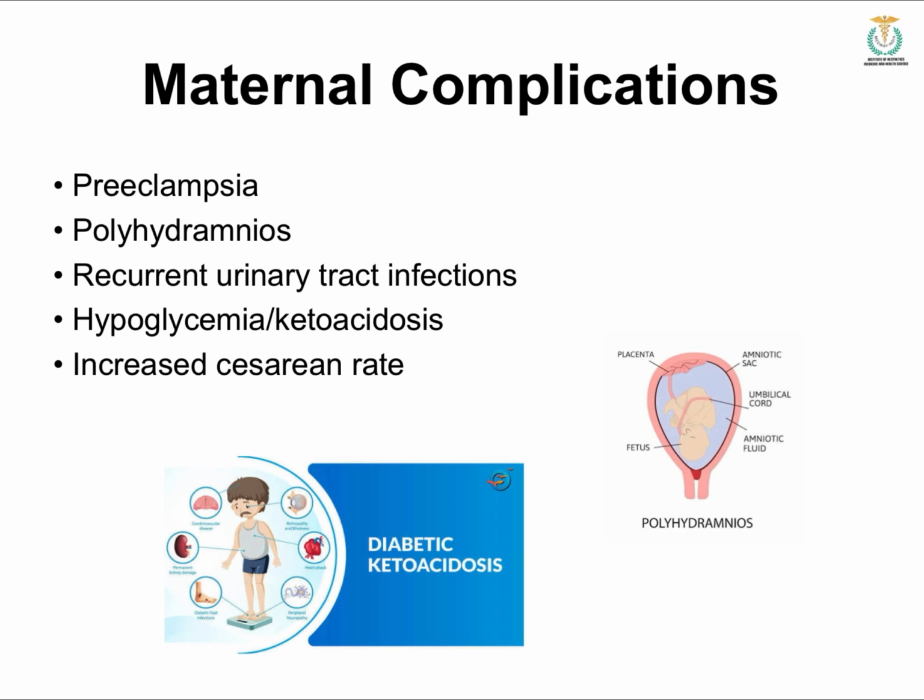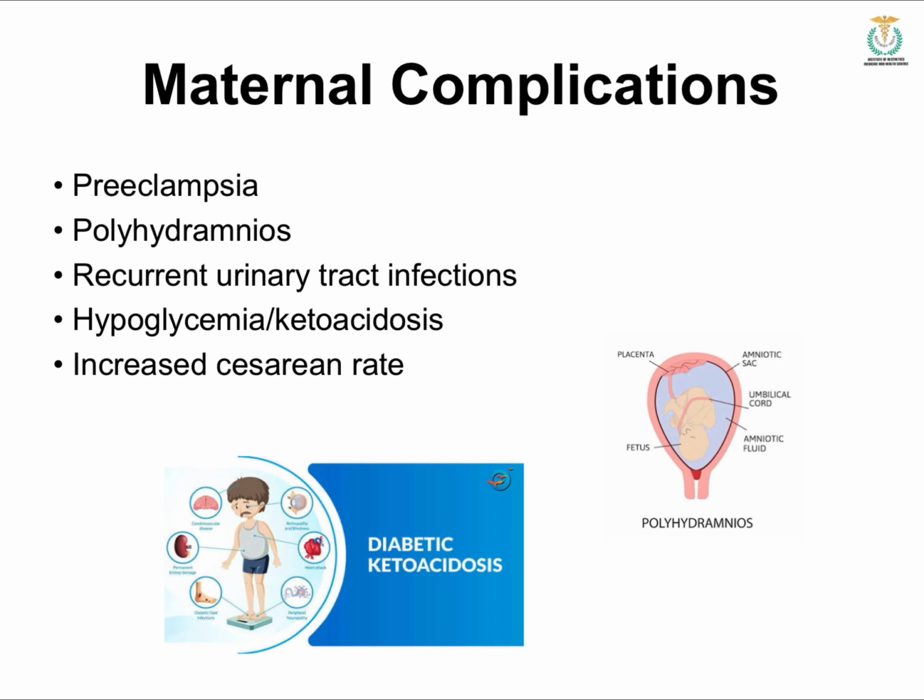Moving on to the maternal complications. What complications does the mother experience if she is diagnosed with diabetes mellitus in pregnancy? First, uncontrolled diabetes can cause several complications for the mother: preeclampsia, polyhydramnios, recurrent urinary tract infections, hypoglycemia, preterm labor, and ketoacidosis, especially in type 1 diabetes.